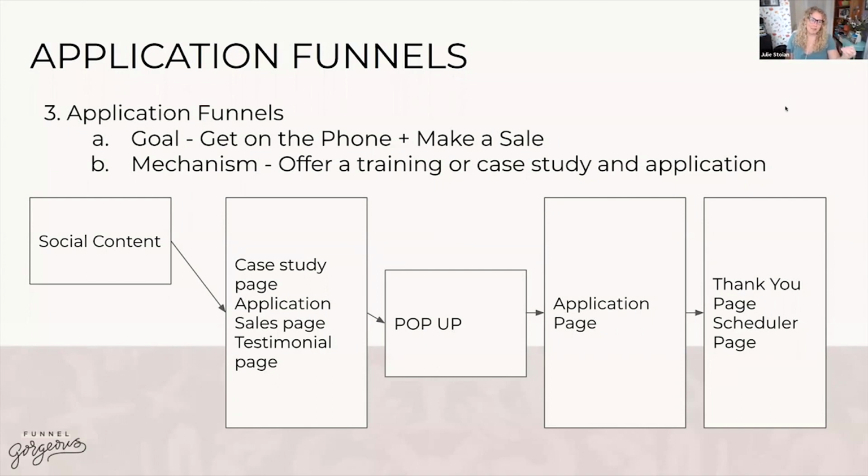The mechanism by which we achieve that goal is that we offer a training or a case study and then an application to apply. So again, social content. The page is usually a case study page. Sometimes it's called an application sales page. Sometimes it's just called a sales page. Sometimes it's called a testimonial page. But the key marker of an application funnel is that you'll see a video talking about somebody awesome, doing something awesome. You'll see the copy, and then you'll see a button, and that button opens up to a pop-up.